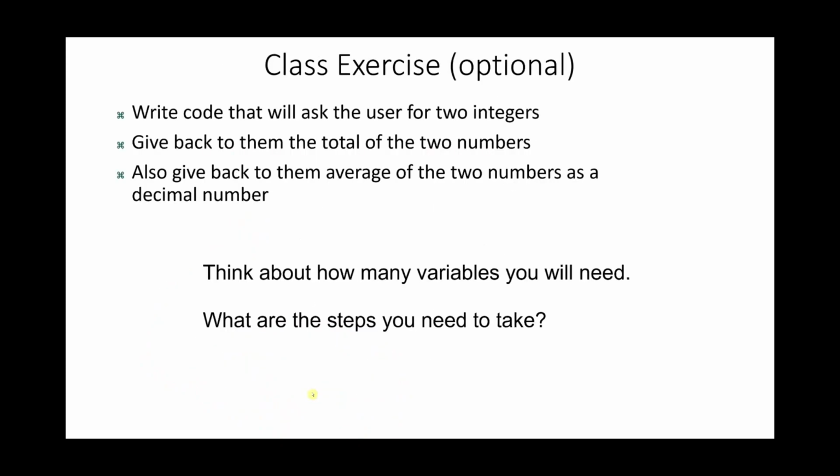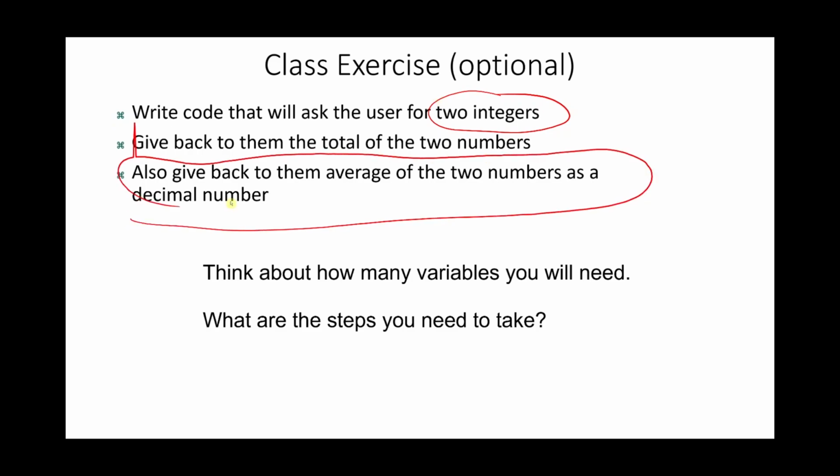So, class exercise. Write a code that will ask the user for 2 integers, then give back the total of the 2 integers. Now, I suggest that you create a third integer and you store the result of the addition of the 2 into the third. You can do that, or you can just print the 2. And then print the average of the 2 integers.